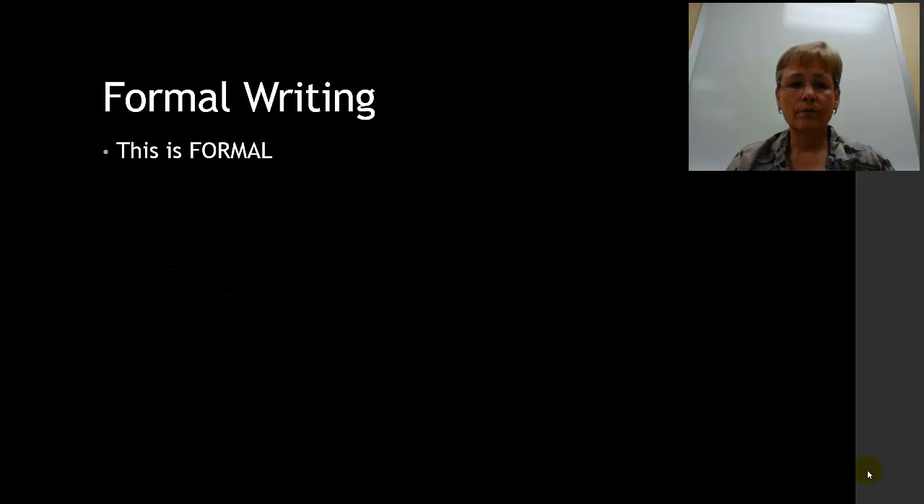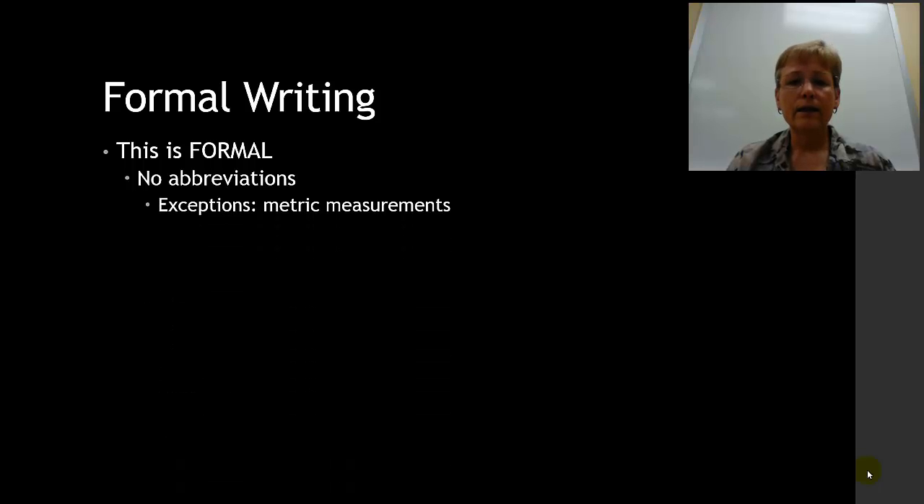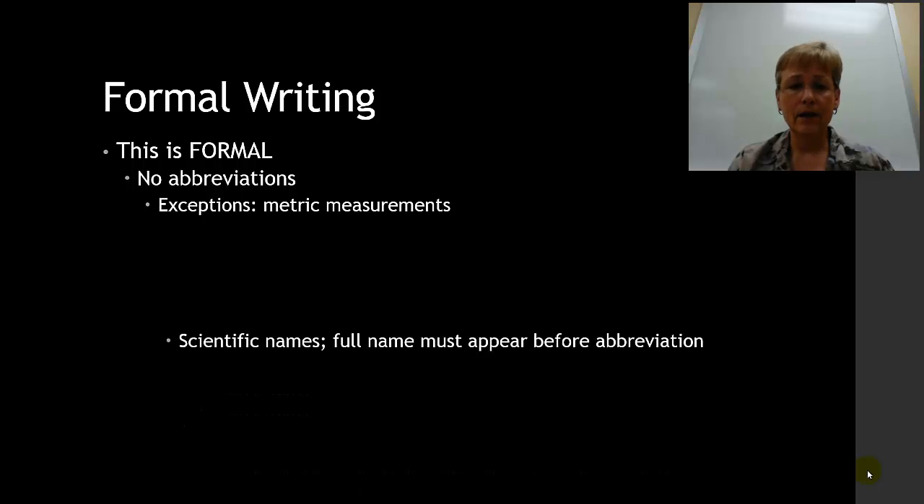So formal means that you can't have any abbreviations. The exception to that is metric measurements. So you can use mm for millimeter, you can use cm for centimeter, that's fine.